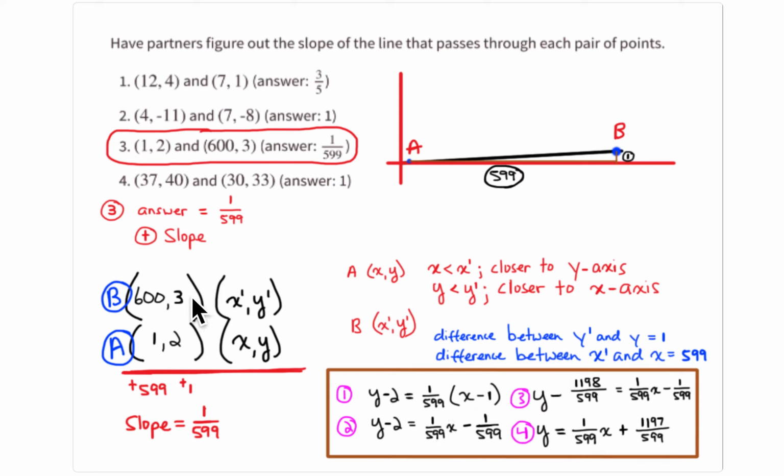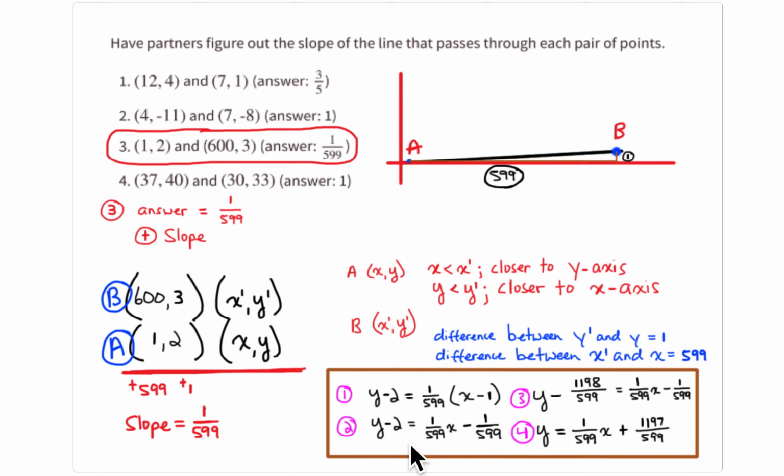All right, so y minus y prime, this is y minus that 2. That's equal to the slope, 1 over 599, times x minus that 1. So it's this x minus that 1. Now again, I could have started off writing y minus 2 over x minus 1 equals 1 over 599. What that means is that y minus 2 is 1/599ths of x minus 1. So this change right here is just 1/599th of this change.